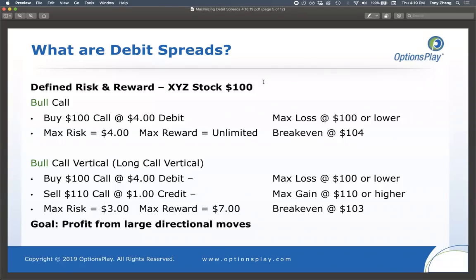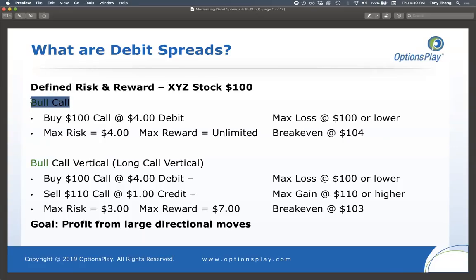Now, let's say in this particular case, I have stock XYZ that's currently trading at $100. I'm bullish on the stock, meaning I think it's going to go higher. So what can I do? If you were just a beginner options trader, you might have learned a strategy called a call option that allows you to take a bullish directional view on stock XYZ.